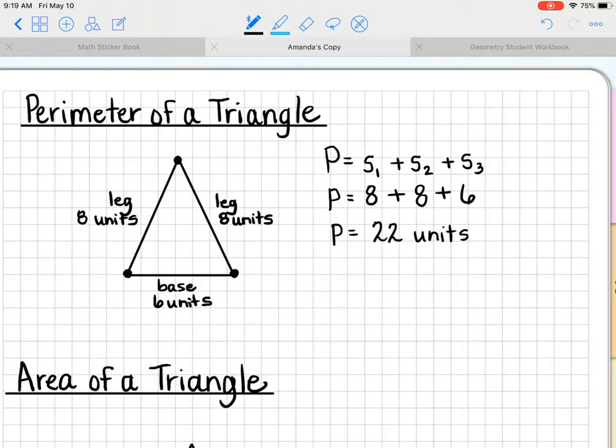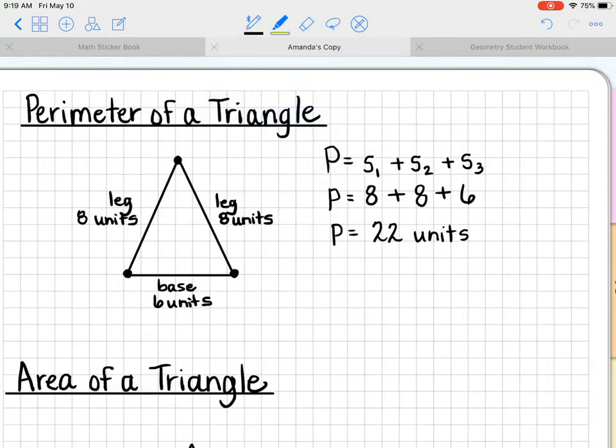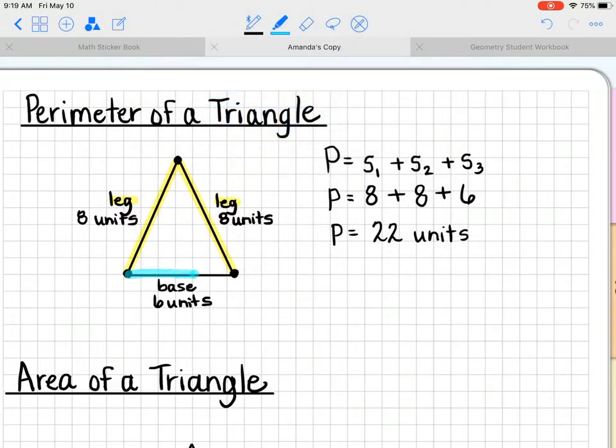And I just want to call your attention to some vocabulary here. You notice that I have written the word leg for 2 of these sides. It would be this one and this one. Those are the legs of the triangle. And then on the bottom is the base. That's just something that we will use in the next formula. And also, really, anytime you work with triangles, you need to know which are the legs and which is the base. So those are just some review of vocabulary.